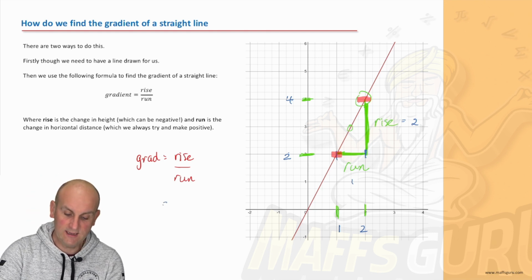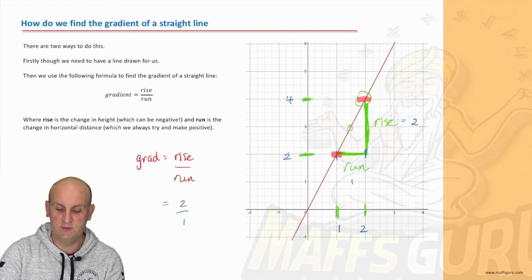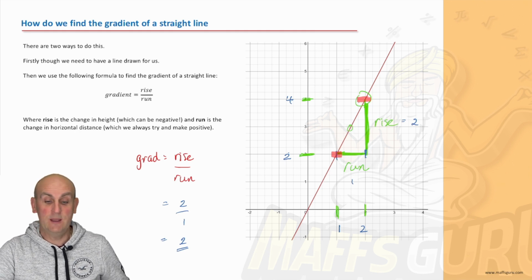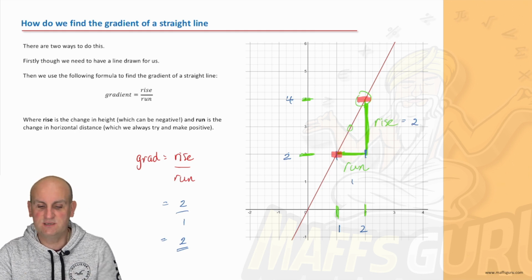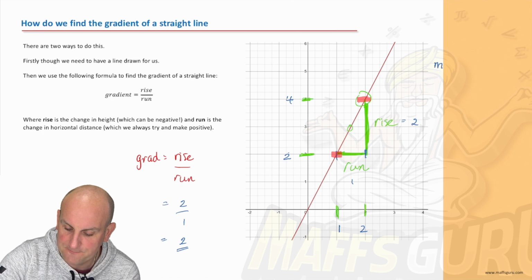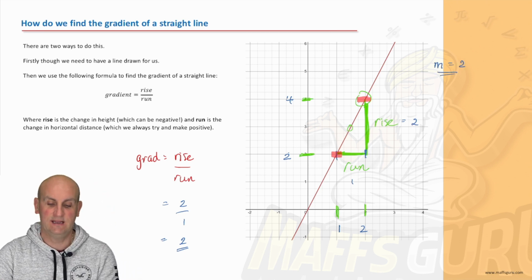So therefore my gradient is given by rise, which is 2, divided by run, which is 1, and lo and behold, my gradient is 2. So in my equation of this line, whatever it's going to be, I now know that m is equal to 2. And remember, gradient and m exactly the same thing.